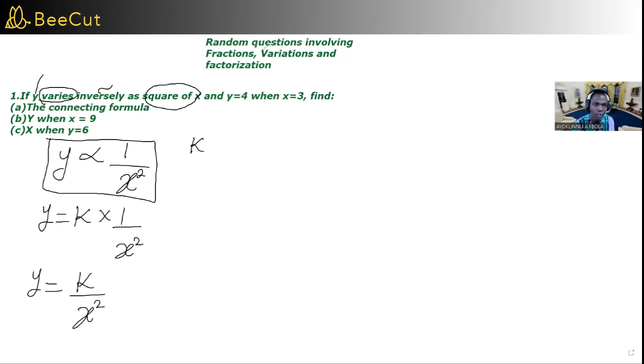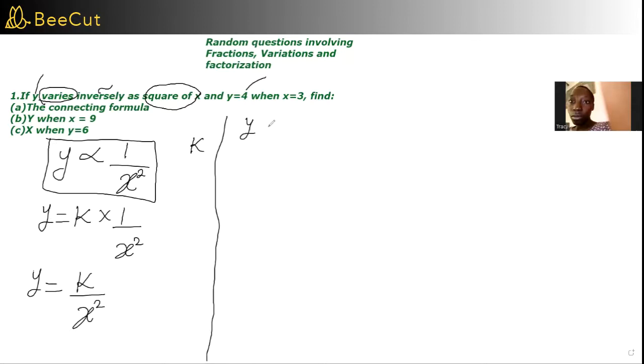So what did they give you as the value of y? 4. Then use 4 to replace y in this equation. Instead of writing y equal to K over x squared, you are simply going to write 4 equal to K, because you don't know K. What is x?